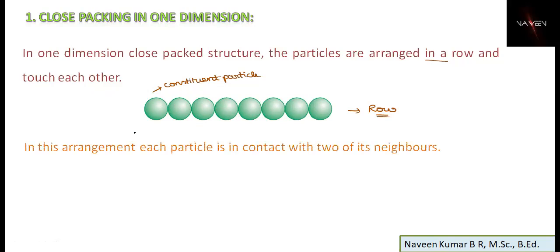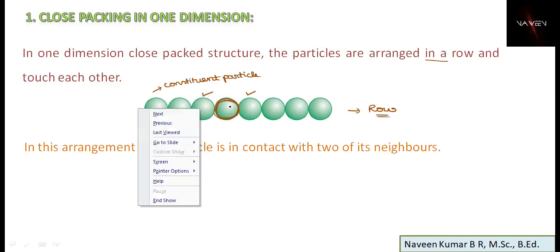Now here we are understanding a few more important pieces of information. In this arrangement, each particle is in contact with two of its neighbors. Assume any one particle in the middle. Whatever I am shading, you can observe that particular constituent particle. For this constituent particle, on the left side there is a particle in contact, and on the right side there is a particle in contact. This particle as well as this particle.